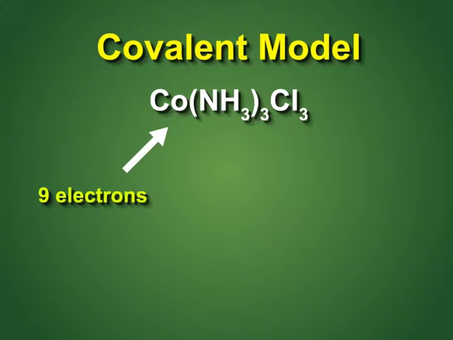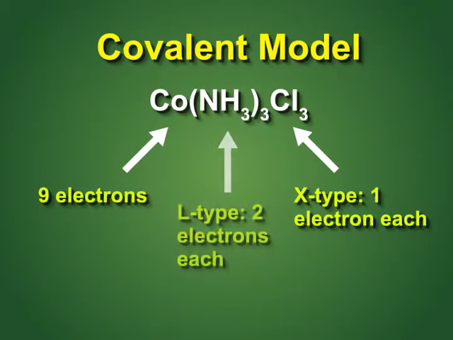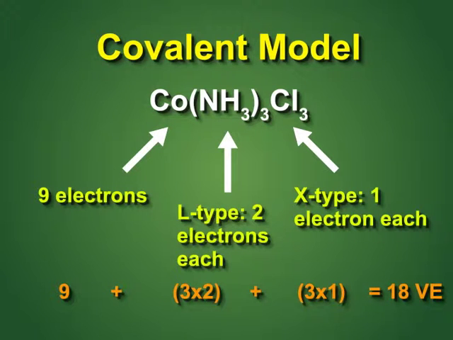In the covalent model, the cobalt oxidation state is ignored and the molecule is not treated as ionic, resulting in 9 electrons total. X-type ligands donate 1 electron, L-type ligands donate 2 electrons, and Z-type ligands, if present, contribute none, also yielding a total of 18 electrons.